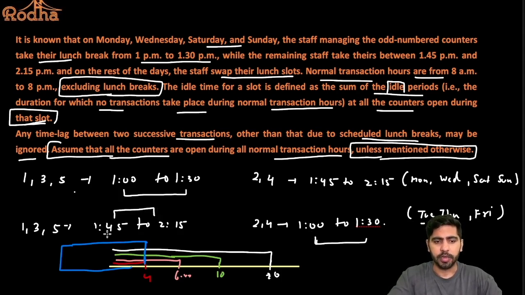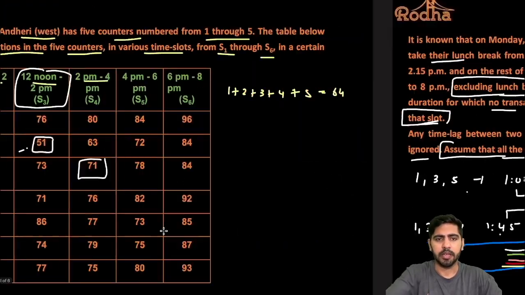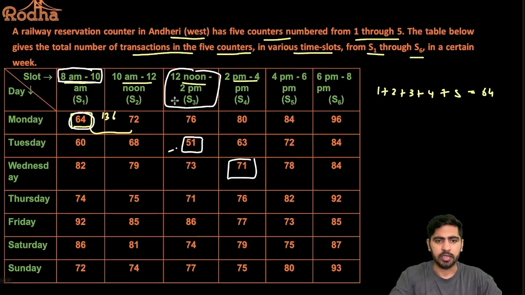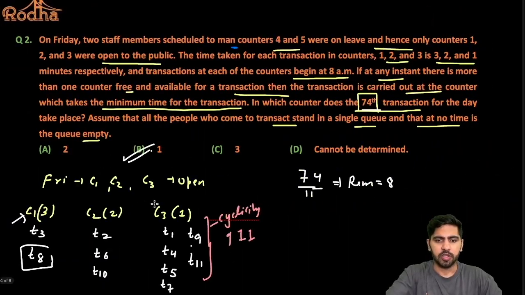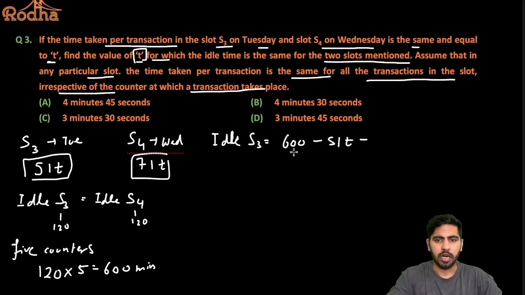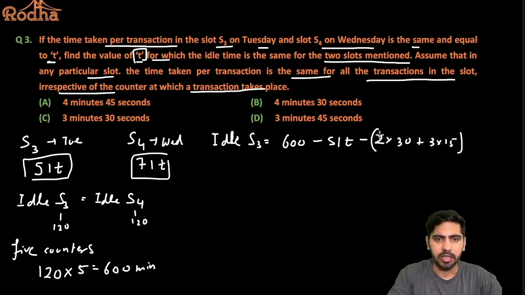Because they're not working from 1:45 to 2:15, but the time here is 12 to 2, right? So I can say two counters are not working for half an hour and three counters are not working for 15 minutes. So can I say this is also the time that has to be reduced, because this is also my idle time, isn't it? So how much do we get from it?